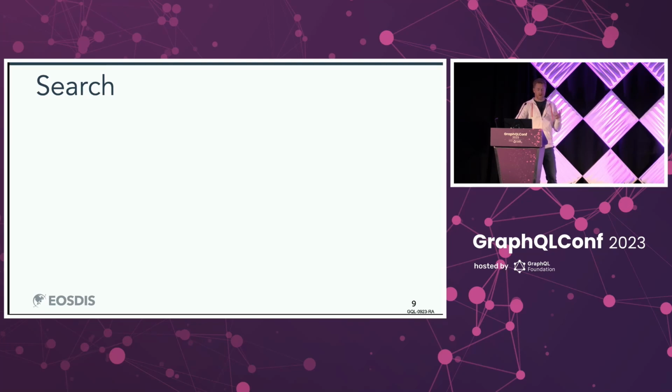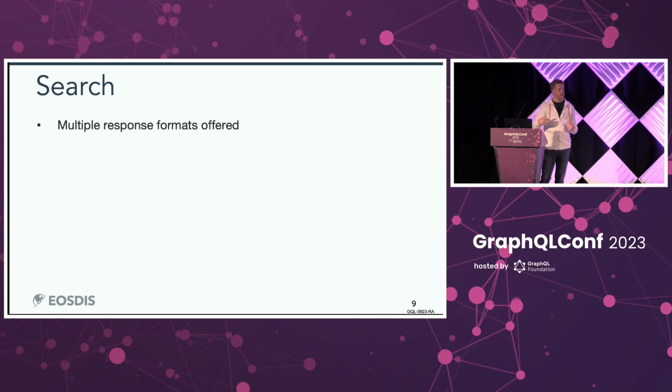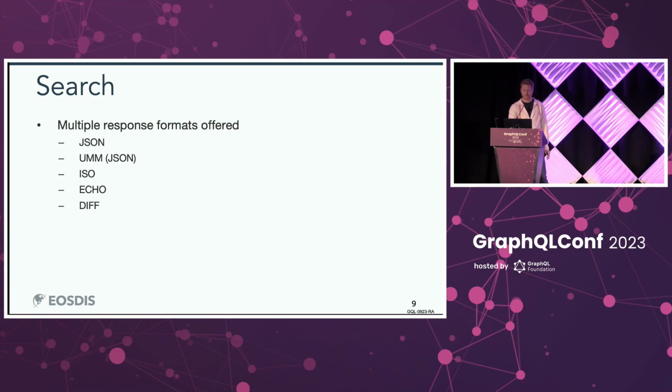So search, this is our big one, and this is where I'll be spending most of my time today, and that's where GraphQL lives. So we have multiple request formats. Rather than having different endpoints, we instead use formats. This was kind of made more popular, if you will, around the Rails time, where we could slap on XML or JSON or HTML at the end of a particular URL, and you would be delivered the correct format. The developers at the time of this application, which was about 10, 11 years ago, decided to do the same thing. So we have JSON, we have UMM, which we just talked about a minute ago, ISO, ECHO, DIF, there's a whole slew of them that are available.